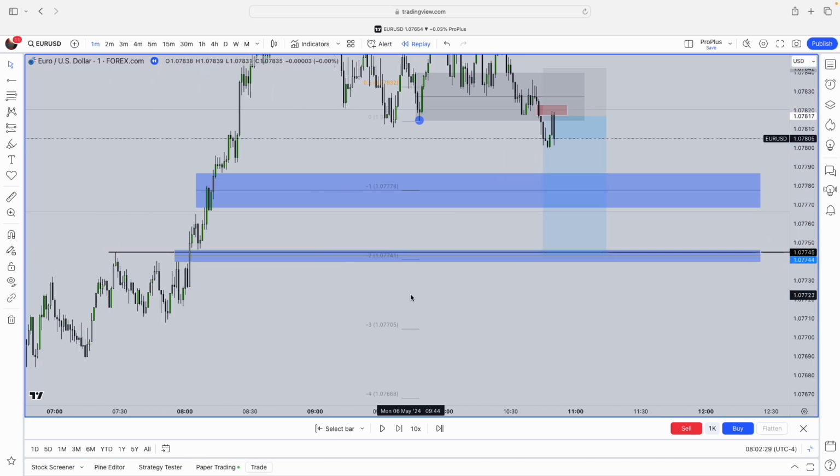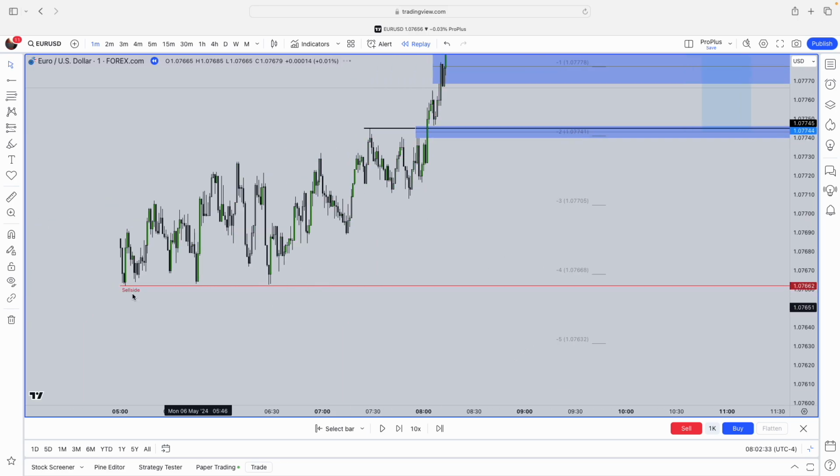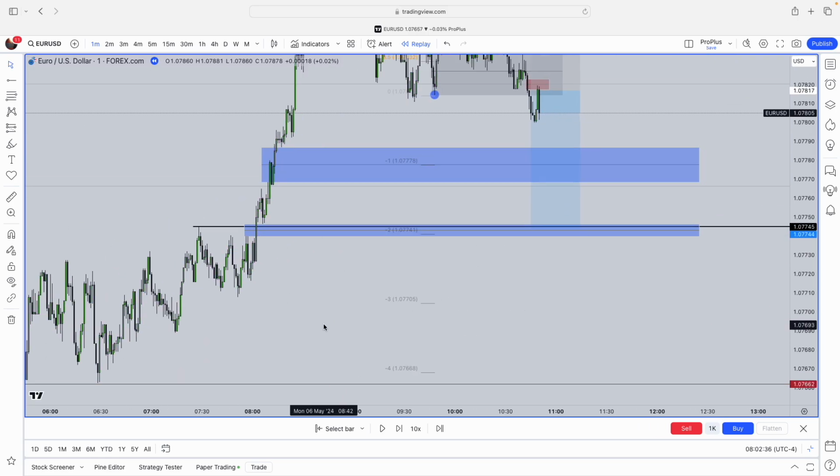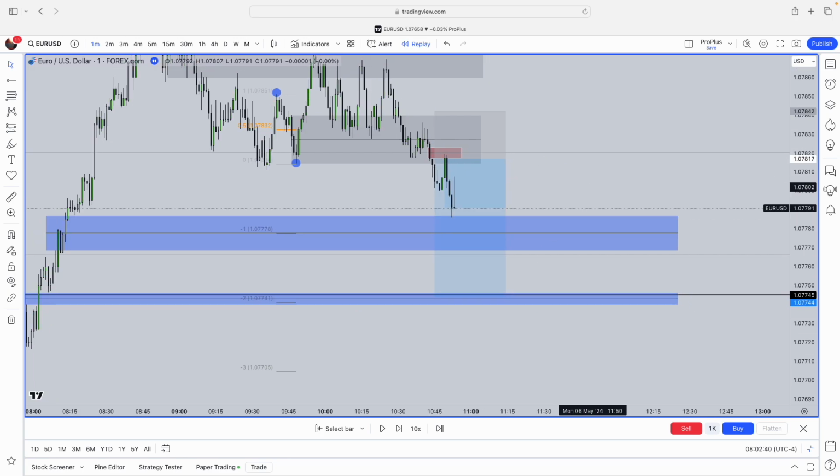So yeah, that'd be my second target. And then the third target here lines up with the 3. And then the final target would be this sell side here. Okay, so we've been tagged in. Let's see what price does.